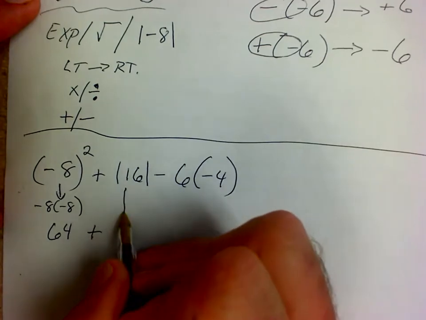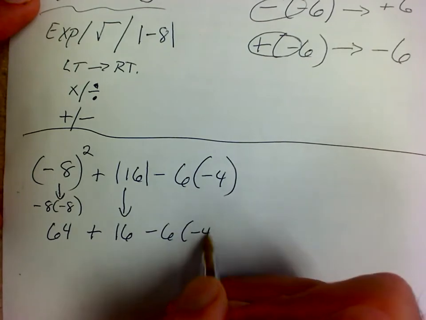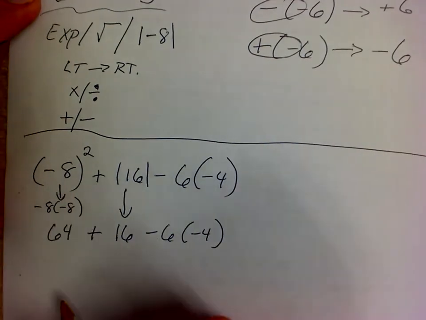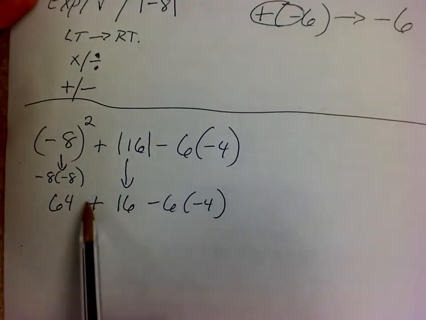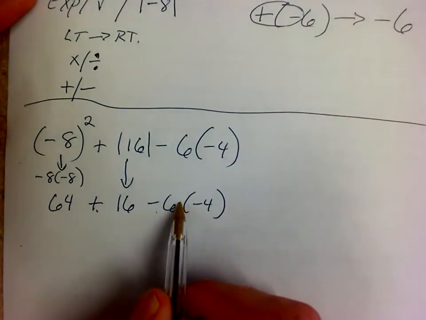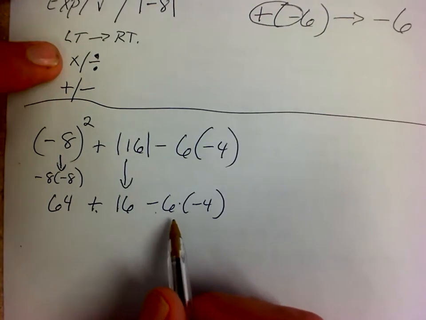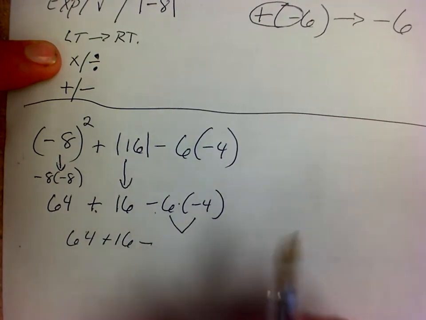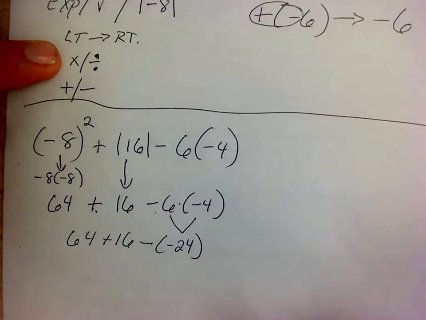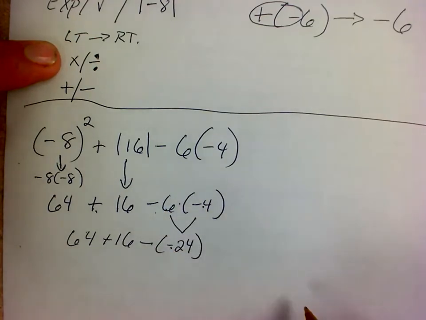Actually, we can combine a little bit. We can jump over here. The absolute value of 16 is 16. We can take care of both of those in one step, saving us a little writing time. Now we can go left to right. We have plus, minus, and hopefully you catch this, there's a multiplication symbol here. Multiplication does come before adding and subtracting, so we want to do that. 6 times negative 4: if our signs are different, our answer is going to be negative 24.